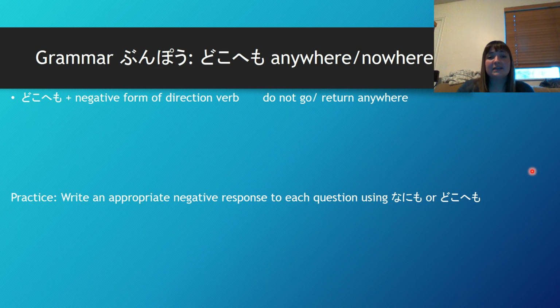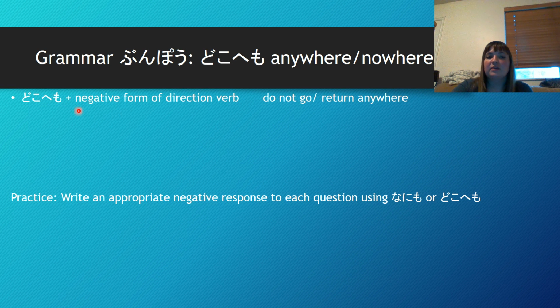Of course, we don't do that in English. We have to say don't go anywhere, right? Can't have a negative word like don't and then attach it to nowhere. It sounds weird, but in Japanese we do. So technically it means nowhere. We translate it as anywhere because it makes more sense for people. Okay, so dokoemo means nowhere.